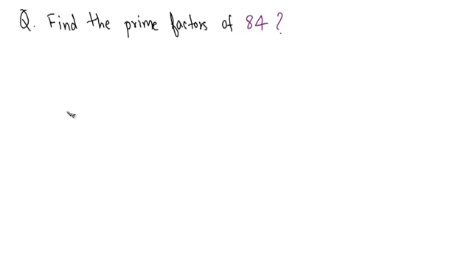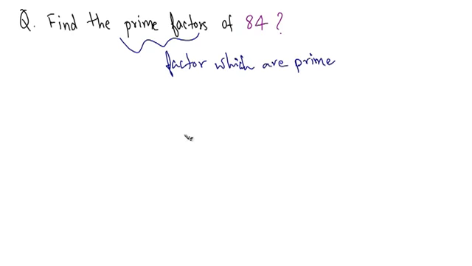Let's go ahead and find the prime factors of 84. So prime factors of any number are the factors of that number which are prime. So one way of finding the prime factors of 84 would be to find out all the factors of 84 starting from 1 to 84 and then pick all of those factors which are prime. So that would be one way of finding the prime factors of 84. But the better way is to find out all the prime numbers which can divide into 84.